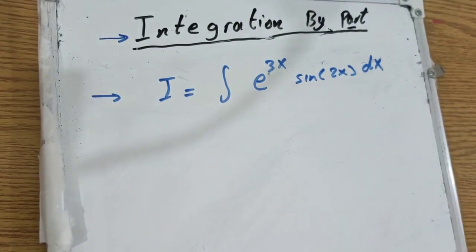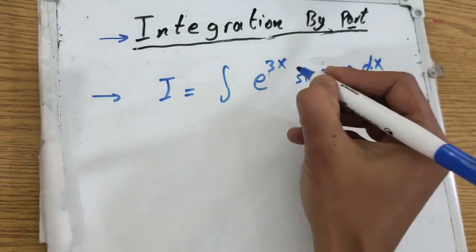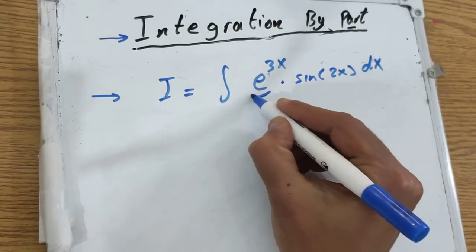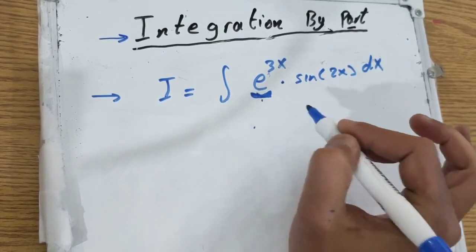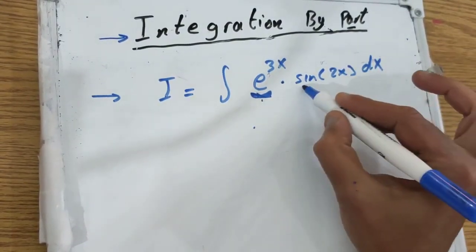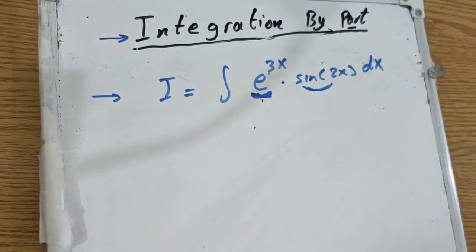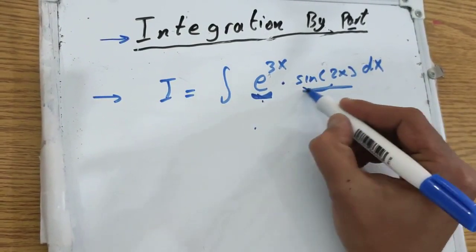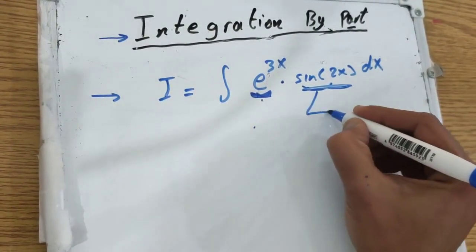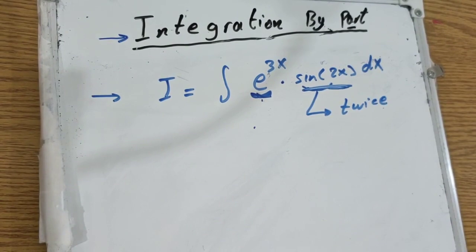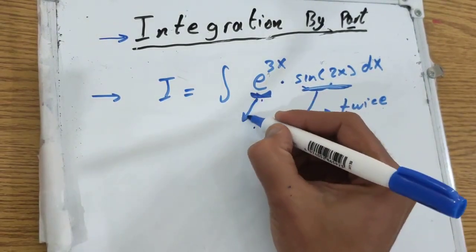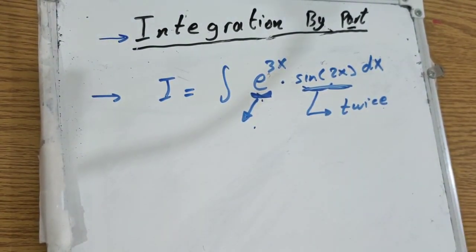Of course, this integration is not one of the two cases we mentioned before, because the exponential function e power 3x will be the same after its derivative or integrating infinite times, and also the function sine 2x will not disappear after derivative or integration. But this function sine 2x, if we differentiate or integrate twice, will return the same. And the exponential, if we integrate or differentiate twice, will be the same exponential.